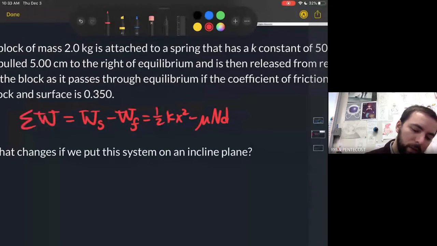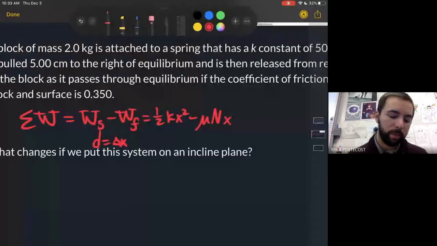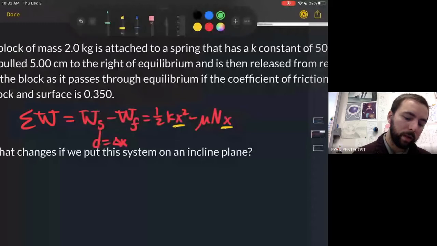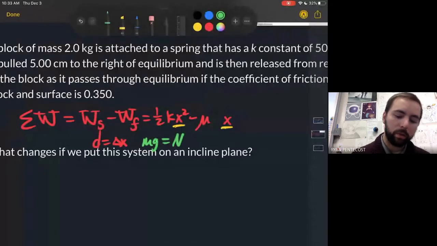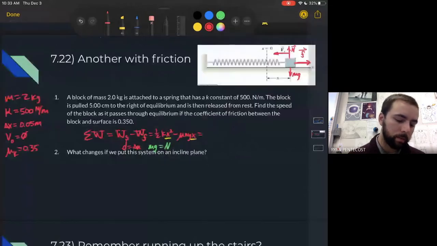So you can substitute that d out for x so that everything is in the same terms, right? We've got x there and x there. Just kind of keeps things consistent. We also know that mg will equal normal force because we were on a level plane, so we can take out that normal force and put in mg. So we have mu mg times x. Now I believe we have all those numbers: 1/2 k x squared, mu m g, and then x again. We've got all of it. So let's plug all that in.